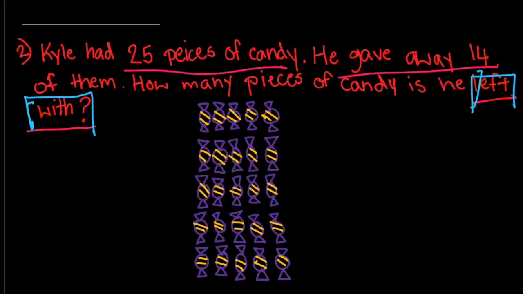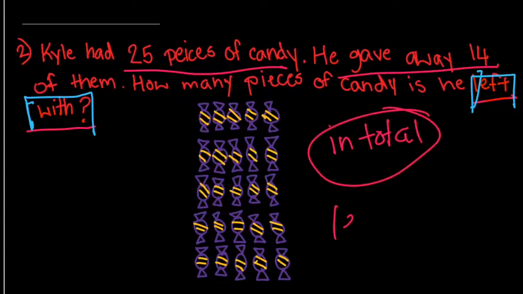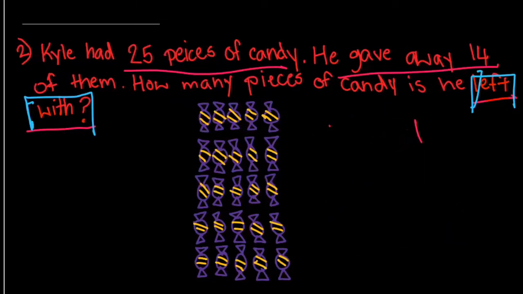And when it says in total, this means addition. Left with is subtraction. So there are 2 keywords that you should keep in mind. Let's get started. It says Kyle had 25 pieces of candy. He gave away 14 of them. How many pieces of candy is he left with?